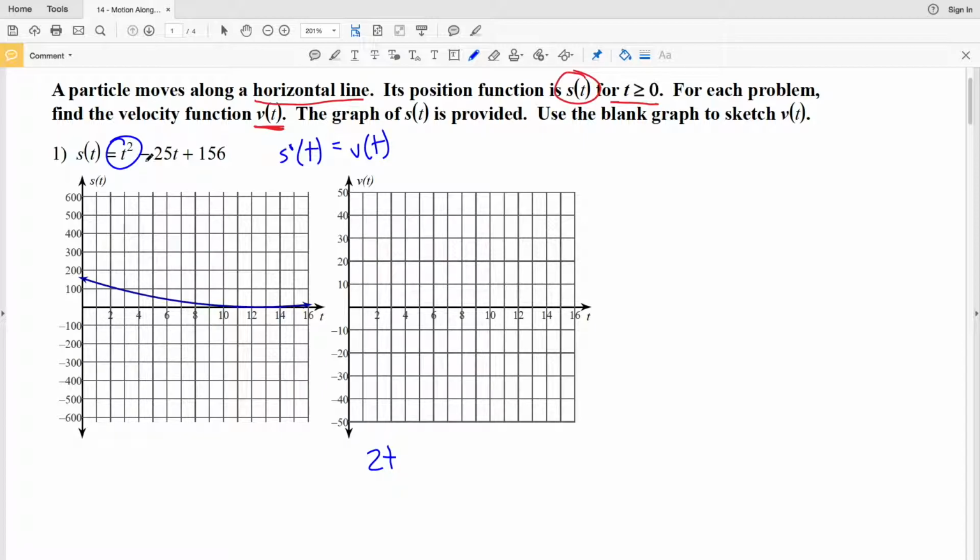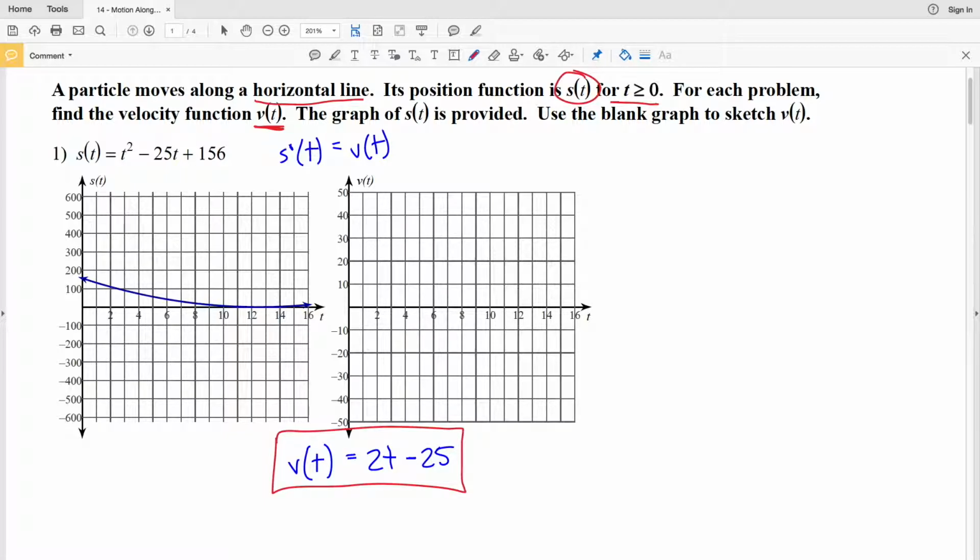So now that we've taken care of the first term, we're going to move on to the second term. If t is raised to the first power, when we bring that 1 down, we're multiplying it by 25, or we can think of it as multiplying by a negative 25. So that will become minus 25, and then t to the first, if we subtract 1 from that, will be t to the 0, which is simply 1. And 25 times 1, and then our constant is 0. So our velocity function, v of t, is 2t minus 25. And again, the velocity is the derivative of the position function.